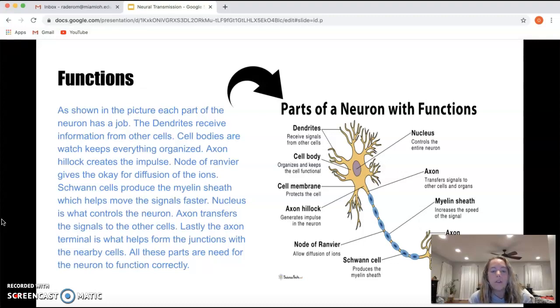The axon hillock creates the impulse. The nodes of Ranvier give the okay for the diffusion of the ions. So when the gates open, which you'll learn here shortly, that's what it creates, or it okays. And then you have the Schwann cells, which produce the myelin sheaths, which helps move the signals faster. The nucleus is what controls the neuron. The axon transfers the signals to the other cells, and lastly, the axon terminal is what helps the junction with the nearby cells. All these parts are needed for the neuron to function correctly.